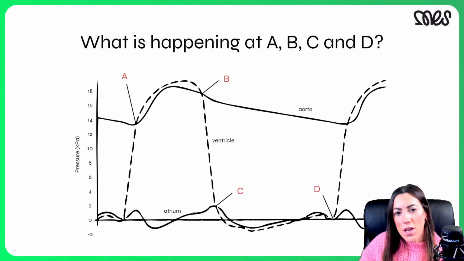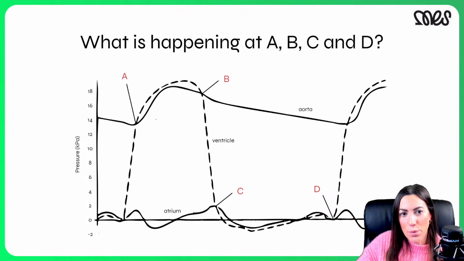Right, so this is what you might get in an exam. There's no labels on this. I've told you what each line is. So we've got another pressure graph. We've got pressure in the atrium, pressure in the ventricle, and pressure in the aorta, which is the artery, don't forget, the artery on the left side of the heart. So they could ask you to say what is happening at each of the labelled points.